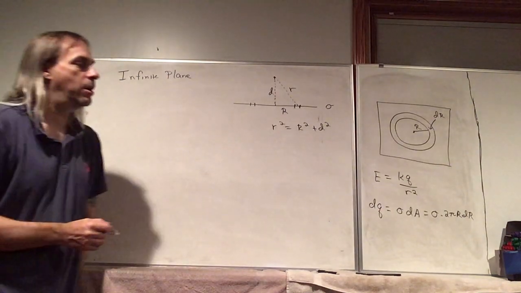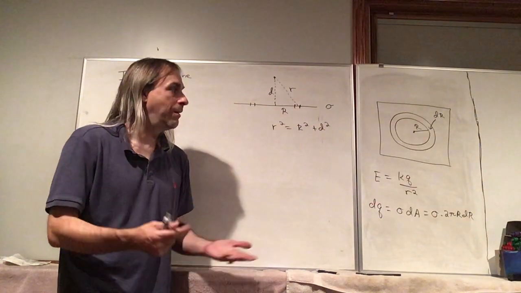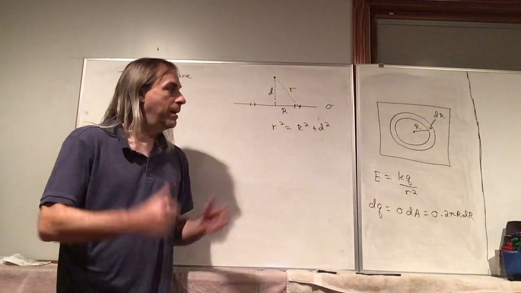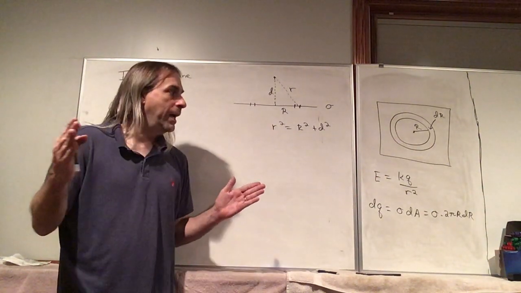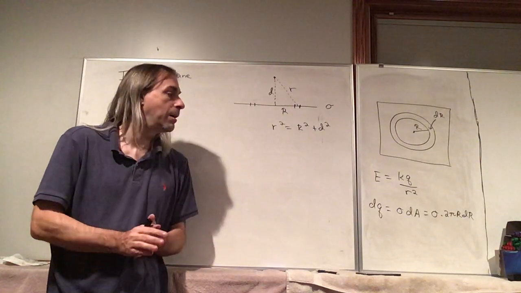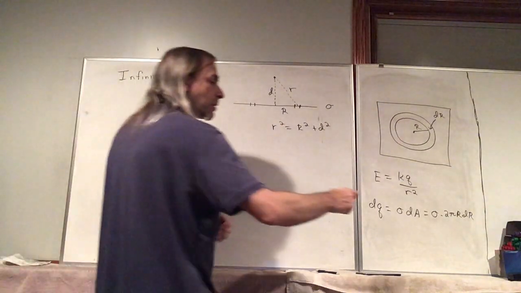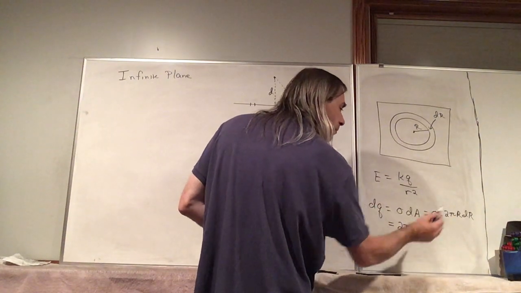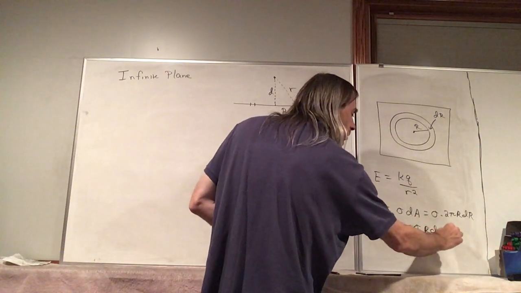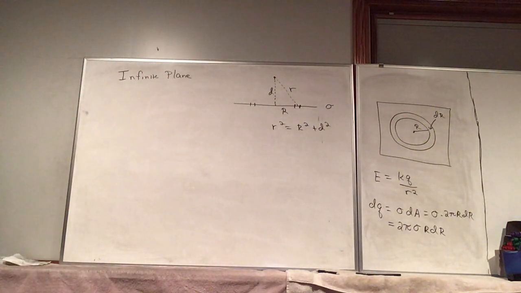Now again, that formula would not apply if dR was anything finite. But if dR is very small, then this becomes a good approximation to the area, and in the limit that dR goes to 0, it becomes exact. So dq, I'm going to write this, is 2 pi sigma R dR. Okay, so that's great. We can plug that in.